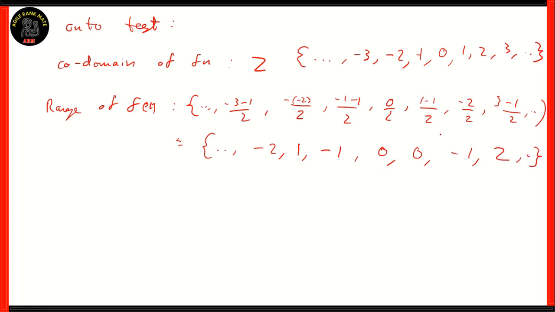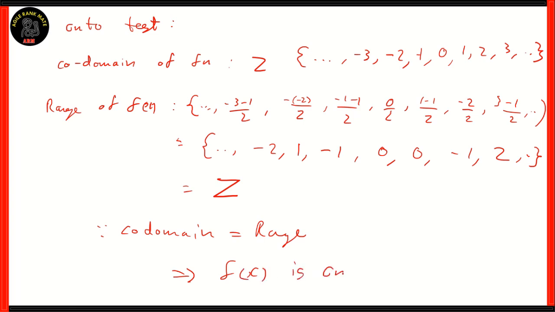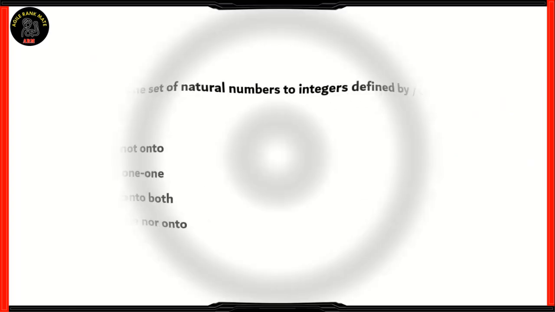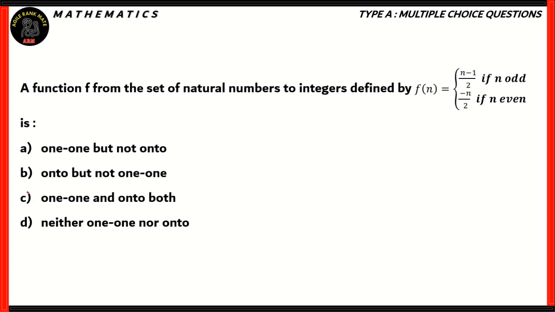So as you can see, all the numbers that we get when we solve this particular function across separate cases are integers. So basically, the range is also equal to the set of integers. Now, the codomain is Z, the set of integers. The range is also Z. So since the codomain is equal to the range of the function, that means f of x is an onto function. So basically, we've proved that f is both 1-1 and onto.